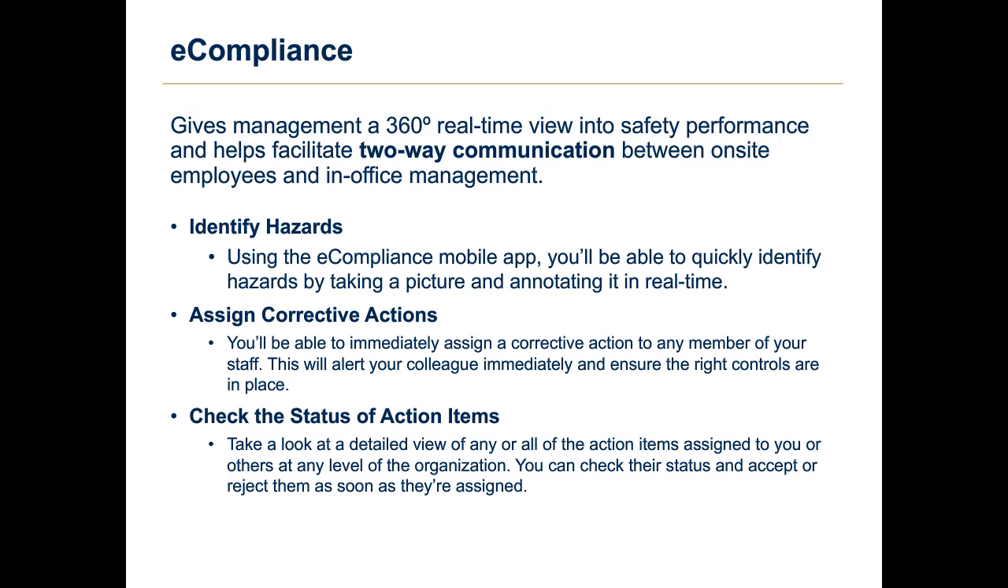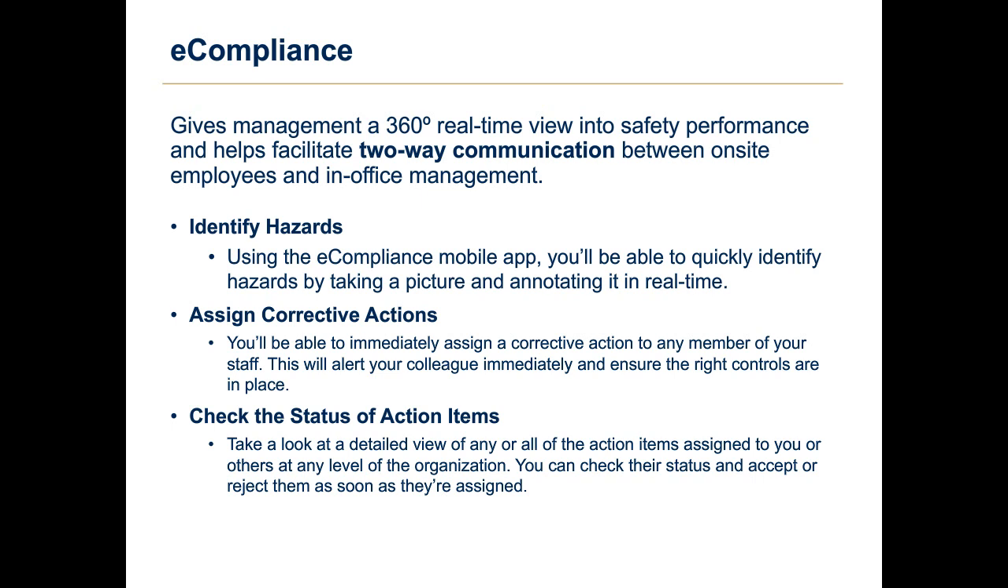Assigning corrective actions. Be able to immediately assign a corrective action to any member of your staff. This will alert your colleague immediately and ensure the right controls are in place. Basically, if you have a problem or an incident that has occurred or may occur, and we see that we can take some sort of action, corrective action, then that's what we do. We assign a corrective action to a specific member of the safety team, and they will take it. But it's an immediate response once we assign it, or once we make a note of it and save it and assign it.